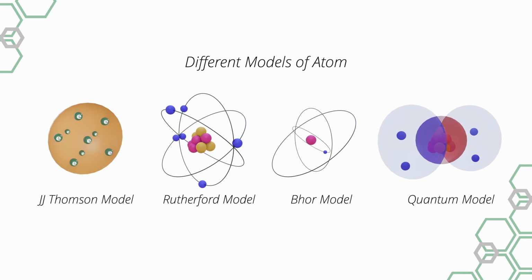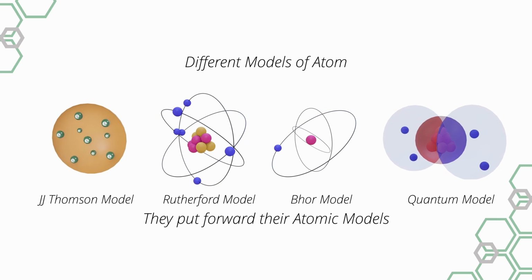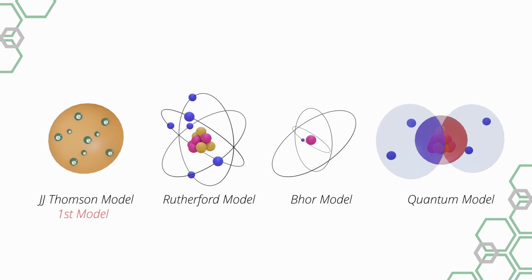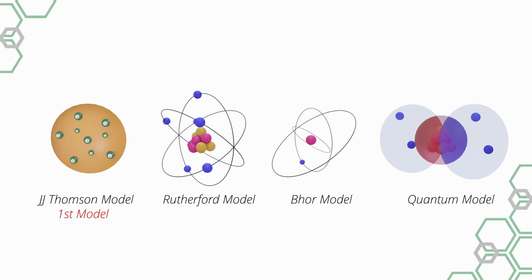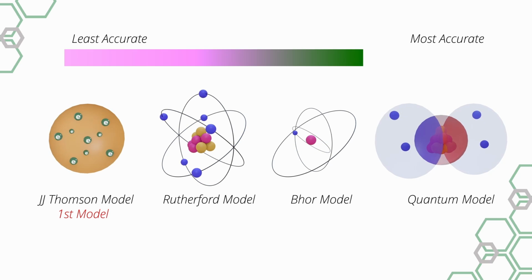Different scientists tried to explain, on the basis of their experiments, what the structure of an atom could be, and they put their atomic models in front of the world. The first model of atom was given by J.J. Thomson, but his model of the atom was not very accurate. So next we are going to see how different scientists went on making the atom models more accurate.